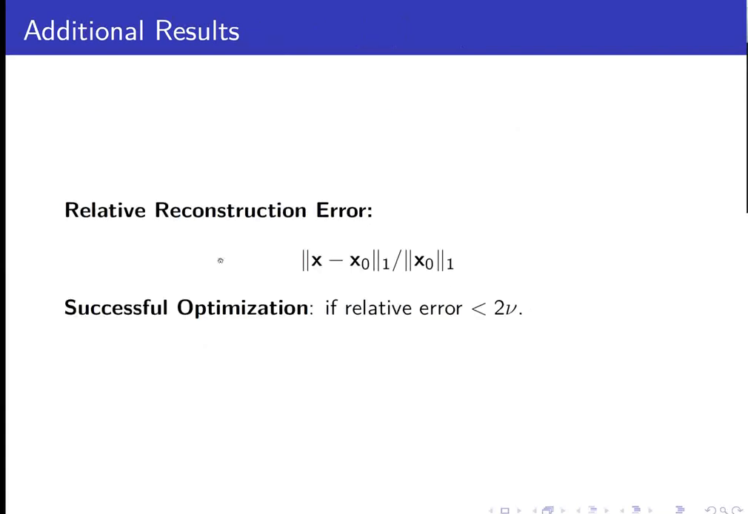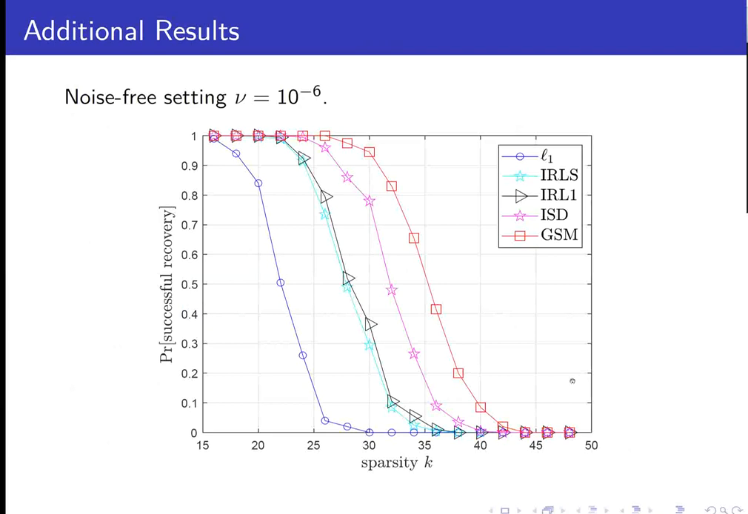And I'm going to say that the method was able to succeed if its relative L1 error was smaller than twice the noise level. And here are the results of various algorithms. As I increase sparsity k, the probability of successful recovery goes to 0. On the very left, you see the L1, which is perhaps the most famous method. Then you have the iteratively reweighted L1 and IRLS methods. The next one in pink is this iterative support detection, and in red, it's our method.